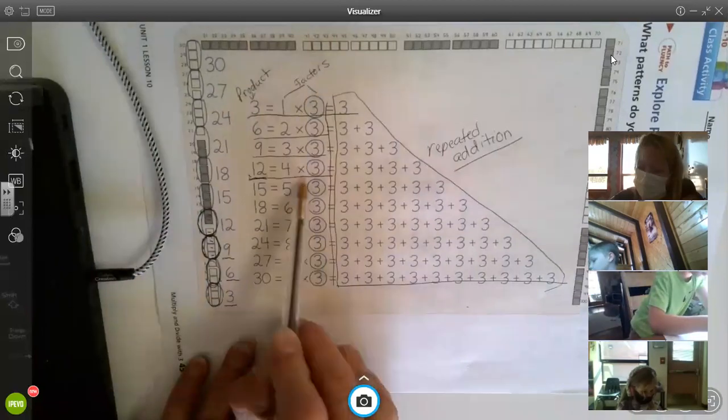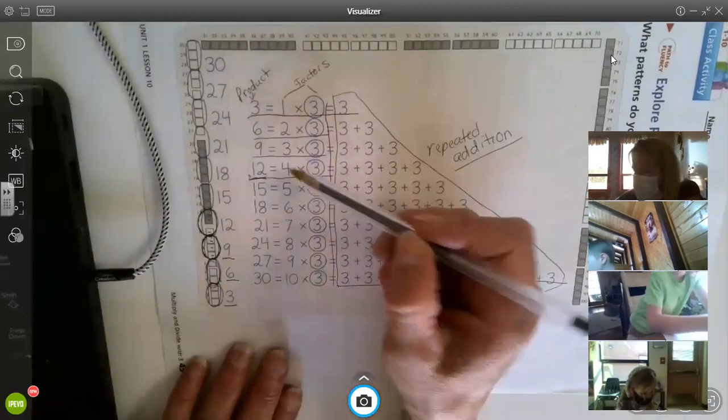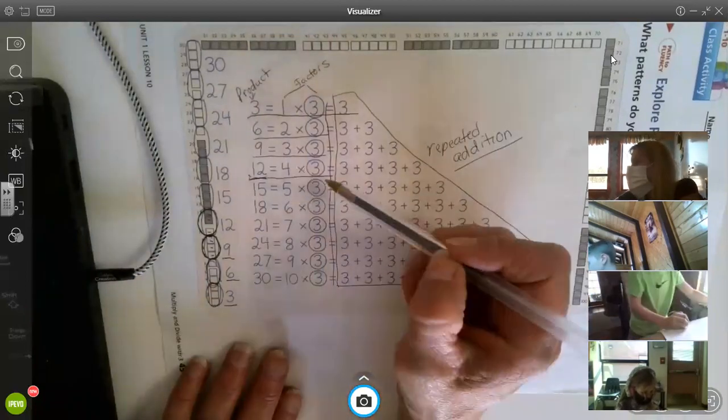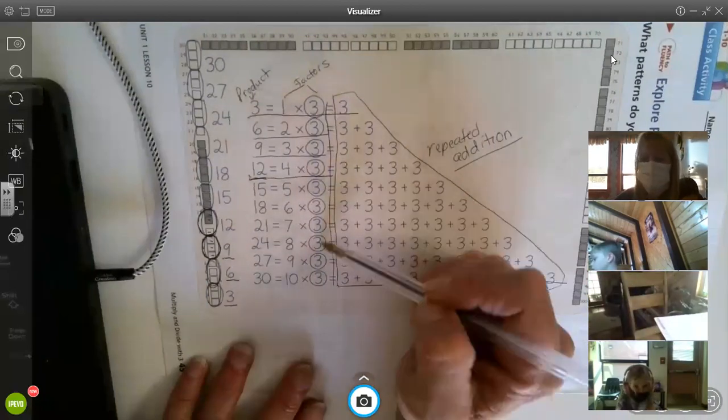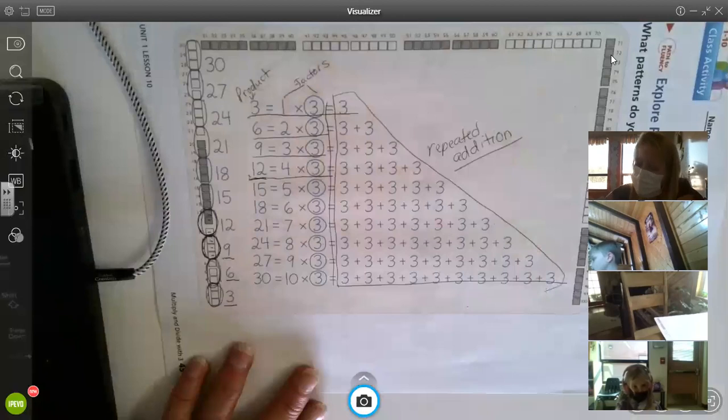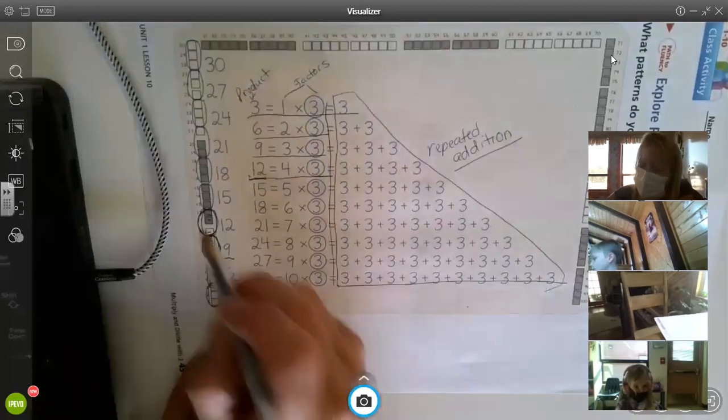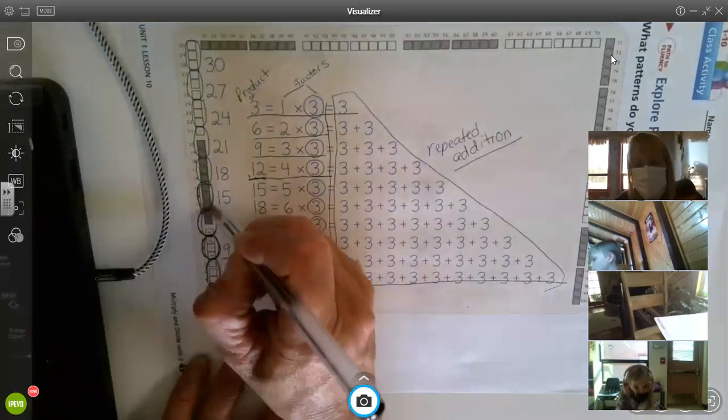So the first factor is the number of groups. Your second factor is your count by. Today we're counting by 3s, things that come in 3s. So go ahead and circle another group of 3, and hopefully while I was having technical difficulties, you were getting these groups circled.